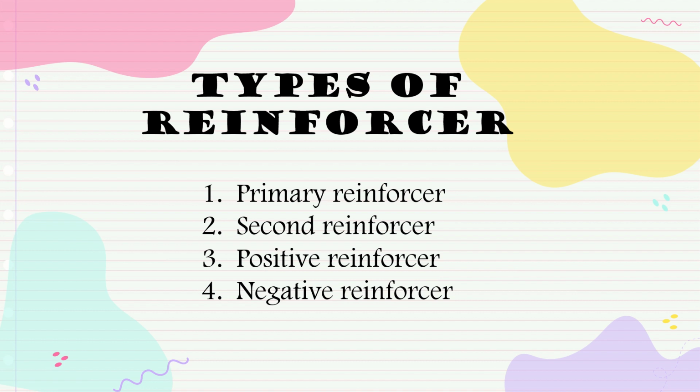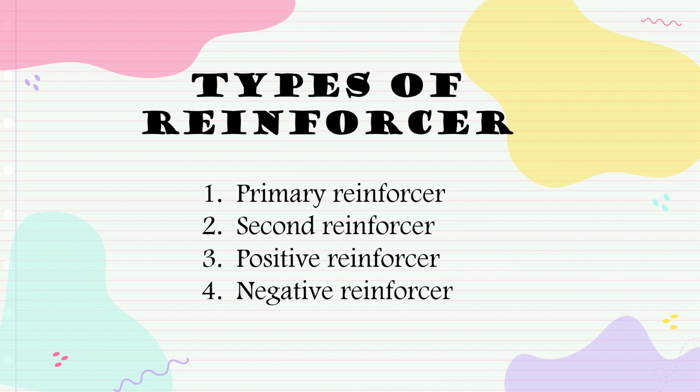Second is the secondary reinforcer, a stimulus that reinforces a behavior after being previously associated with a primary reinforcer. This includes grades in school, money, tokens, and so on. Third is the positive reinforcer, where a stimulus is added to a situation or event to strengthen a behavior. For example, increasing the hours of watching movies because the learner achieved a perfect score in an examination. This is about a situation or event that strengthens a behavior of a person.